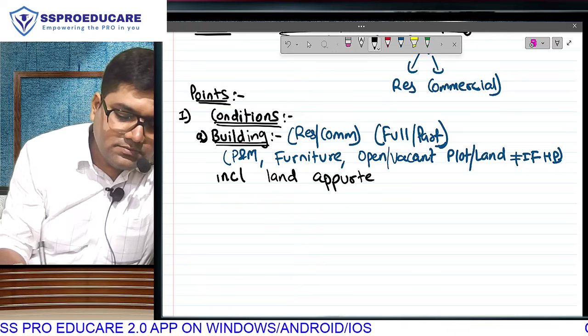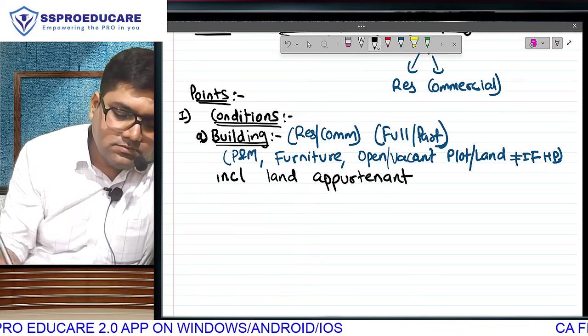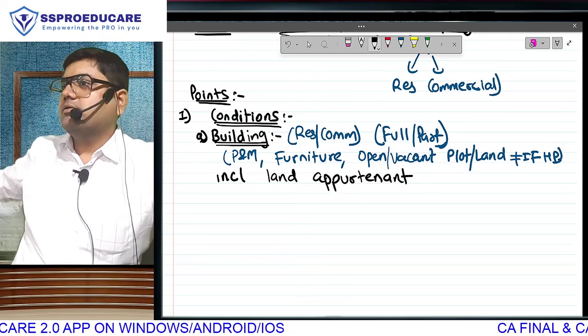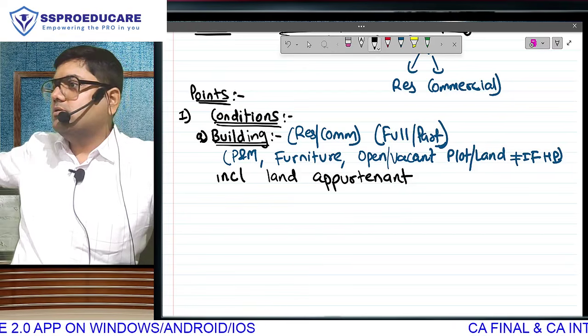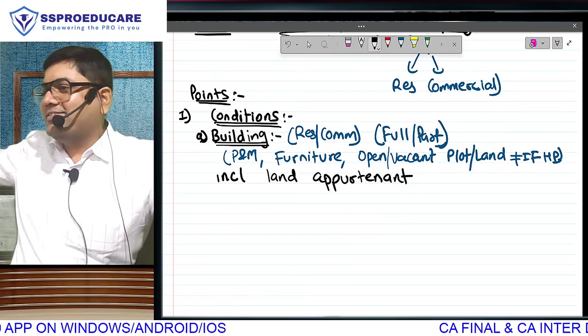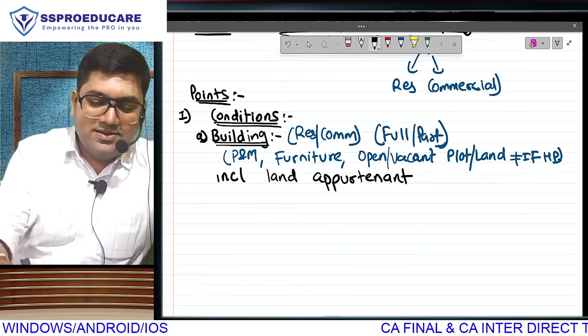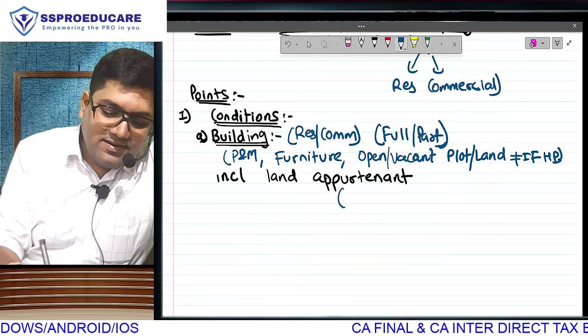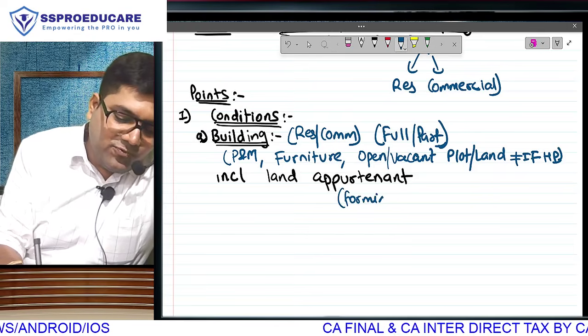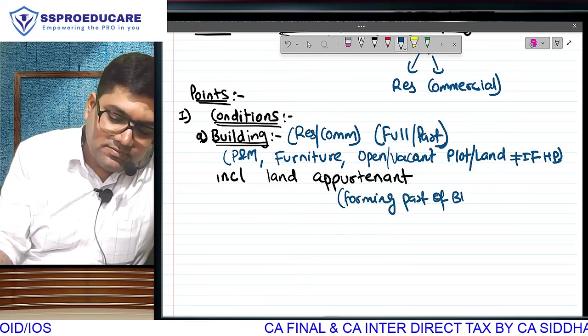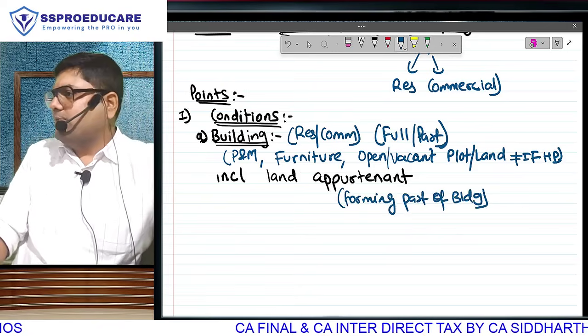appurtenant. English. Appurtenant? Say it. Land appurtenant? No? Okay. Forming part of the building.